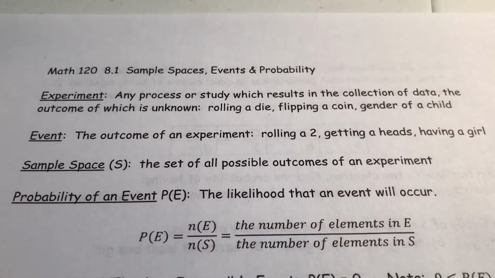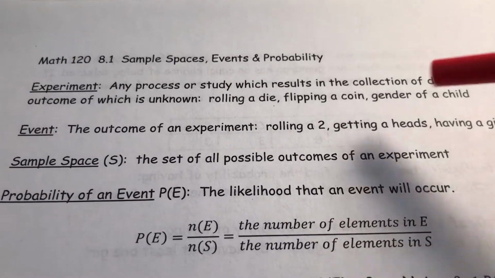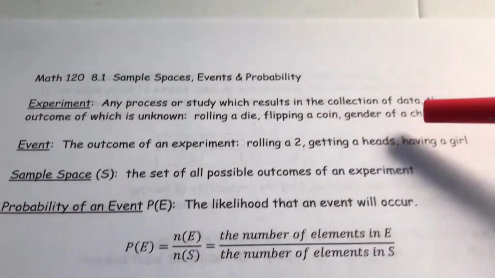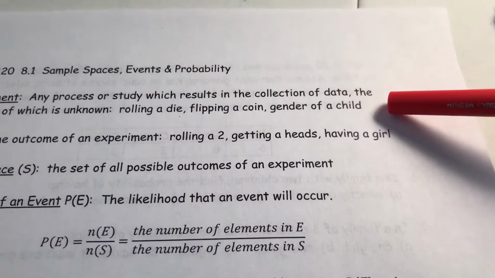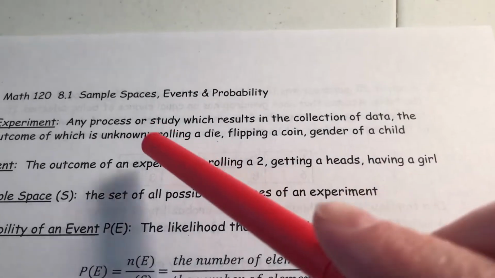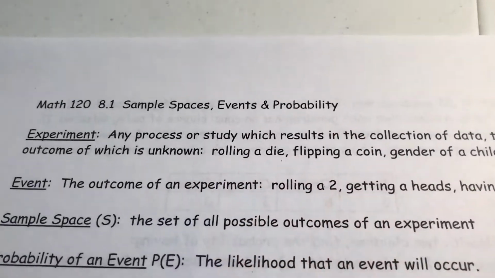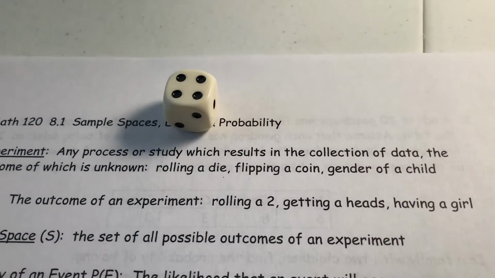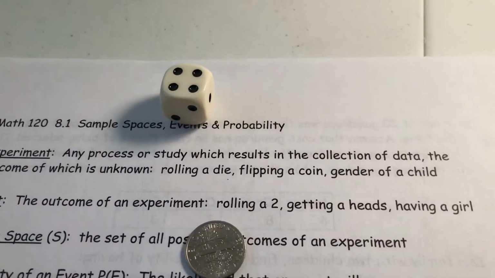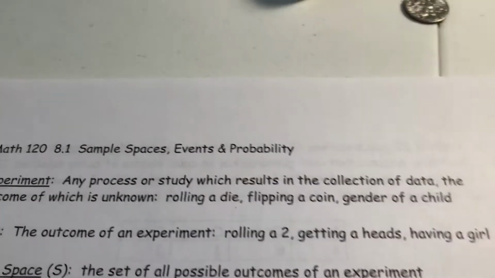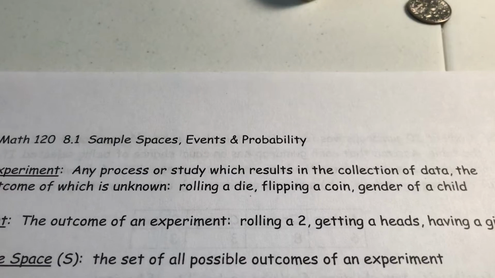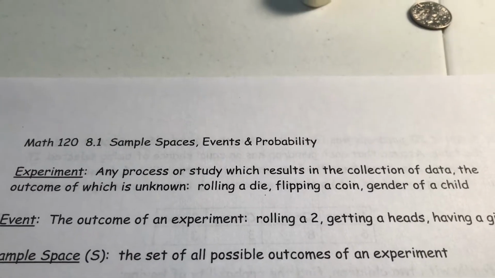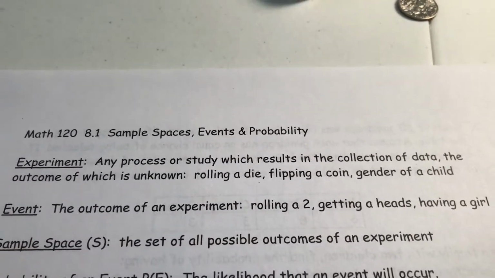Experiment, a little different than in a science class, is any process or study which results in the collection of data, the outcome of which is unknown. And in this class, we're going to be rolling a die. I got my die right here. Rolling a die, flipping a coin. You can also think about it as the gender of a child, whether it's going to be a boy or a girl. So that's an experiment.